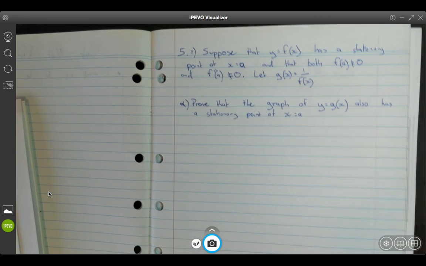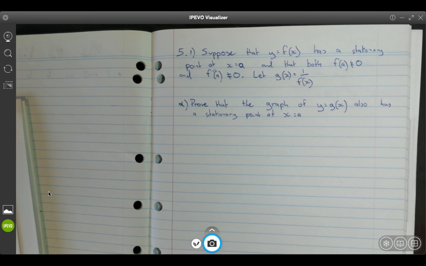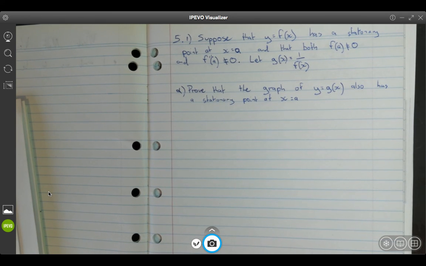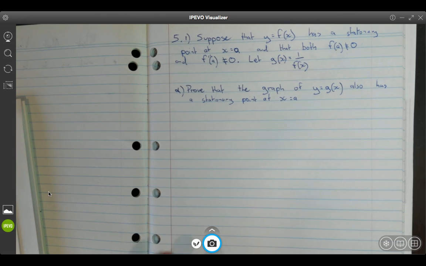Okay, so suppose that y equals f of x has a stationary point at x equals a. Both f of a and f double prime of a don't equal 0. Let g of x equal 1 over f of x. So we want to prove that the graph of y equals g of x also has a stationary point at x equals a.